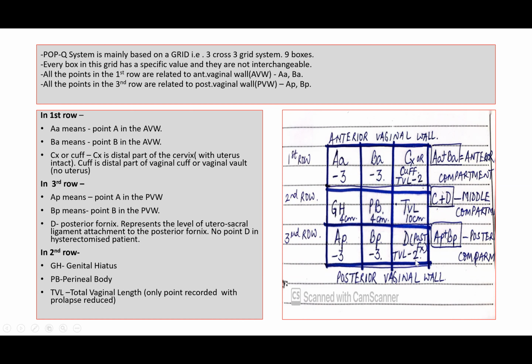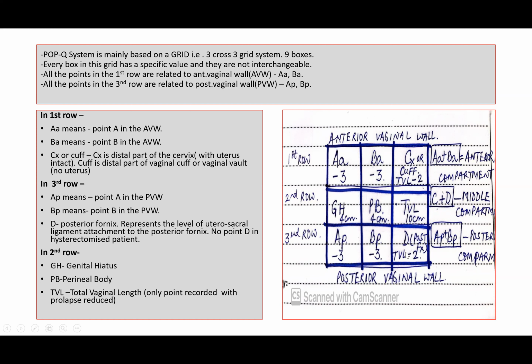Okay. And these values are all positive values. Also, just remember that total vaginal length is the only point which is recorded with the prolapse reduced. All the other points we measure when there is maximum prolapse. But TVL, total vaginal length, we measure when the prolapse is completely reduced.